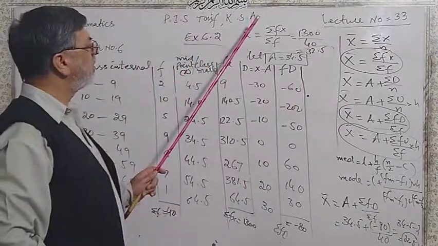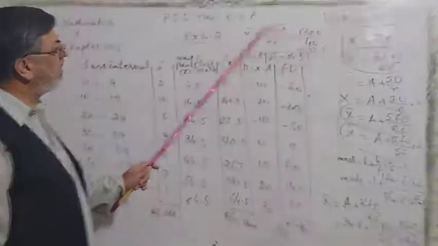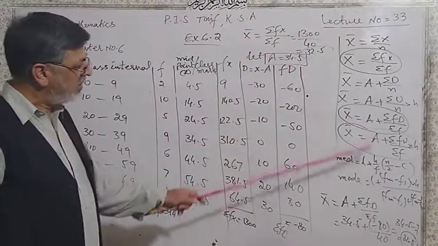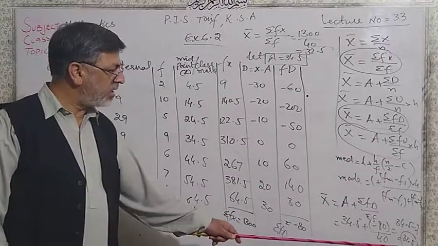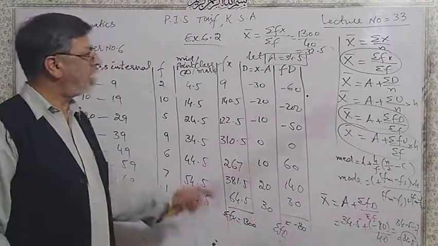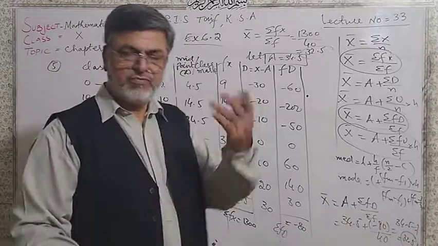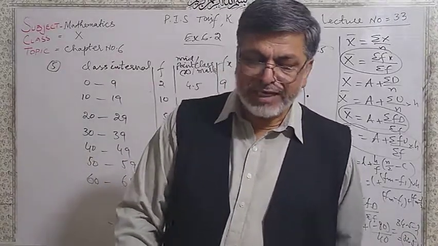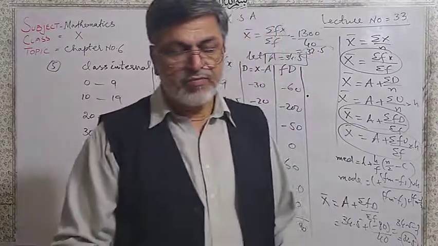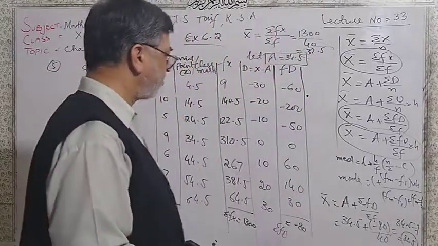Dear students, you can check: the value found by the direct method was 32.5. The value found with the help of the shortcut method is also 32.5. So the answer is the same, only the formulas are different. In this way we can find the answer for the third formula also.